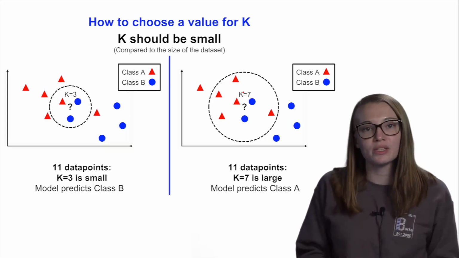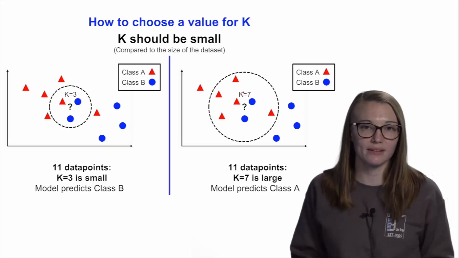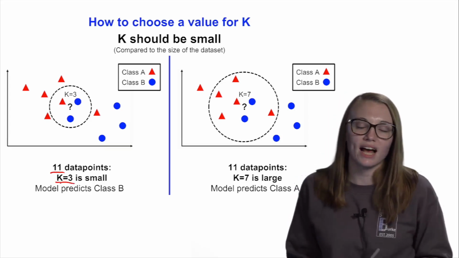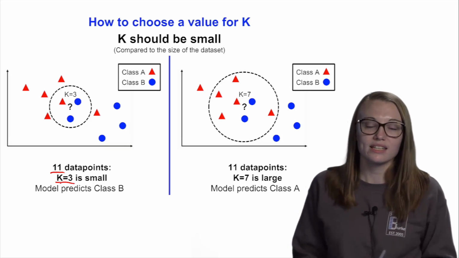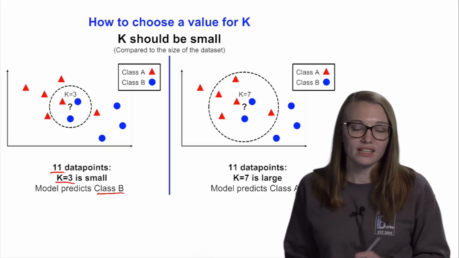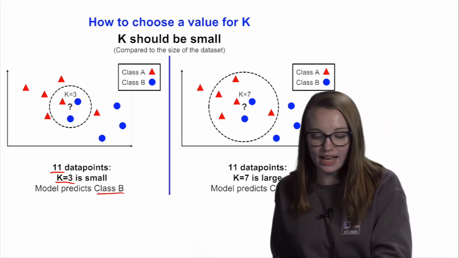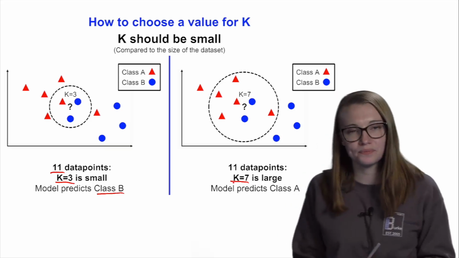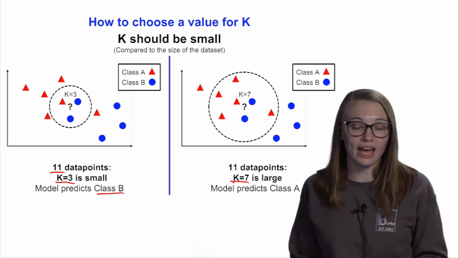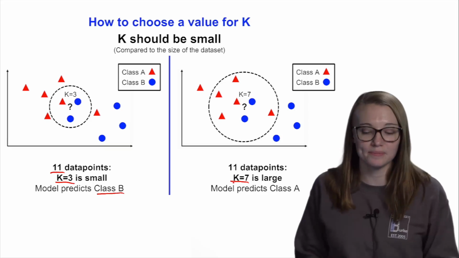The third consideration when selecting a k value is that k should be small with respect to the size of your data set. So in the cases shown, we have 11 data points. Therefore, for the analysis on the left using k equals 3, this is a small k value with respect to the size of the data set, and the model is effectively able to predict class B for that unknown data point. If we instead look on the right where k equals 7, we now see that k equals 7 for this small data set is likely too large a k value, especially considering that it is now including over half the data points in the data set.